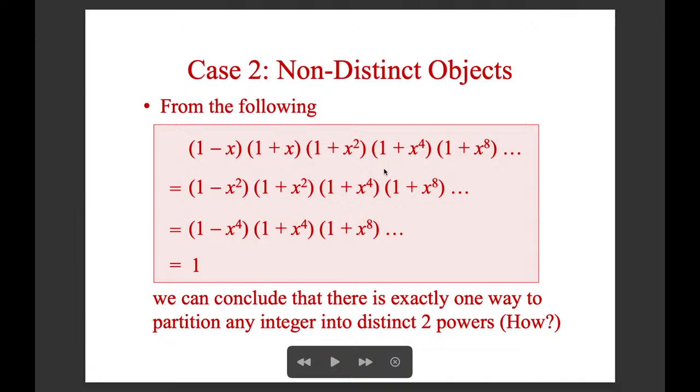So we have this, you can think of this as a certain kind of identity. Now we are going to use this identity and see two different ways of interpreting it. The first one: let us divide both sides by 1 minus x. We will have 1 plus x multiplied with 1 plus x squared multiplied with 1 plus x to the 4 and so on and so forth equal to 1 divided by 1 minus x. And 1 divided by 1 minus x is 1 plus x plus x squared plus x cubed and so on, the generating function of 1, 1, 1, 1. So the left side corresponds to the number of ways to partition an integer into distinct powers of 2.